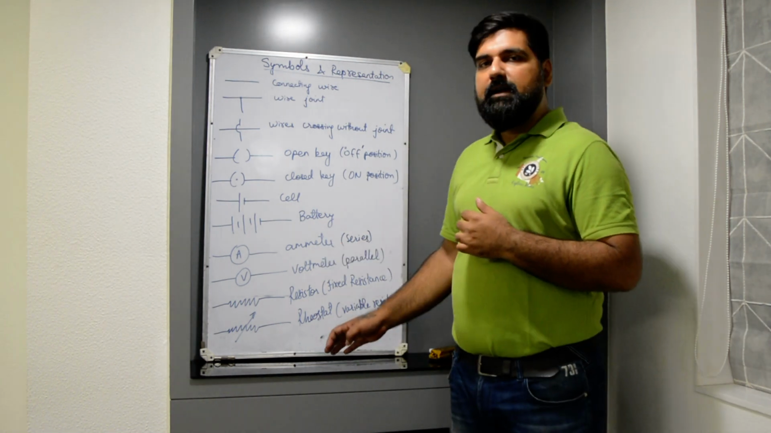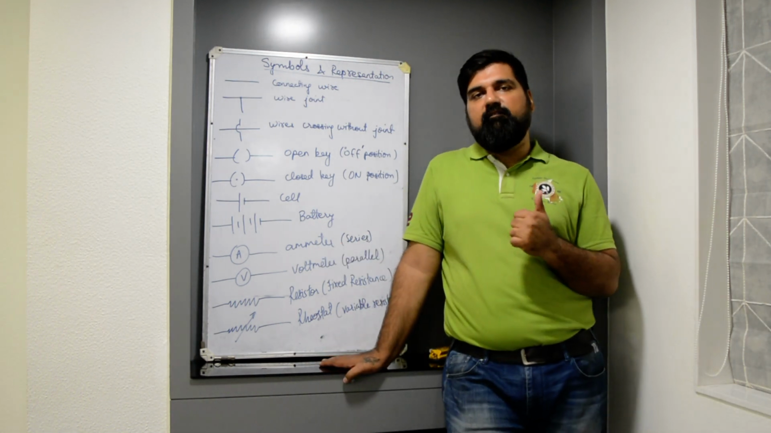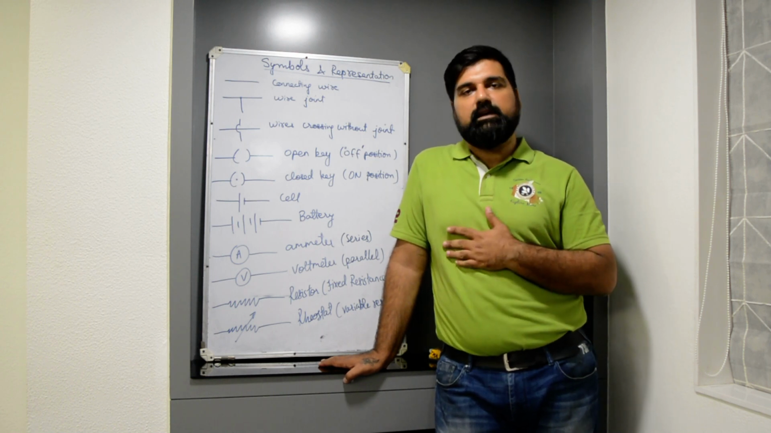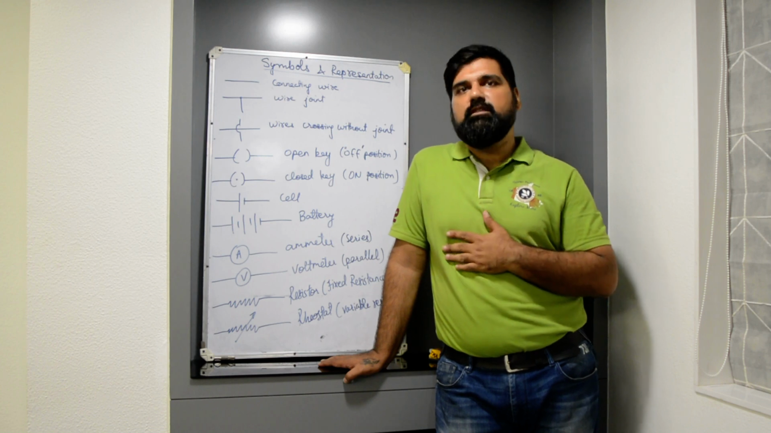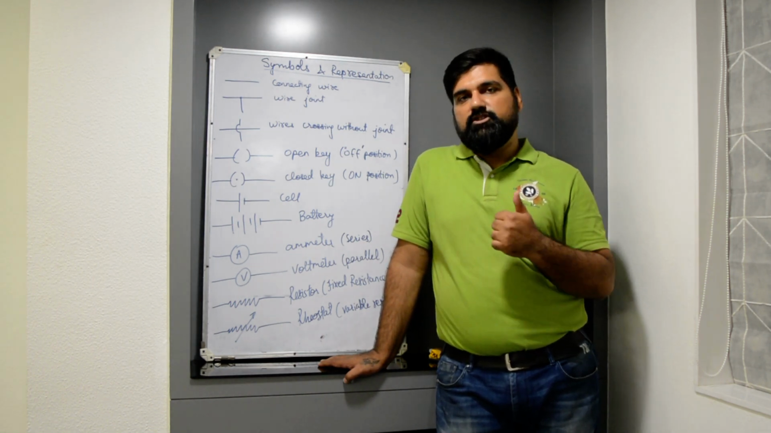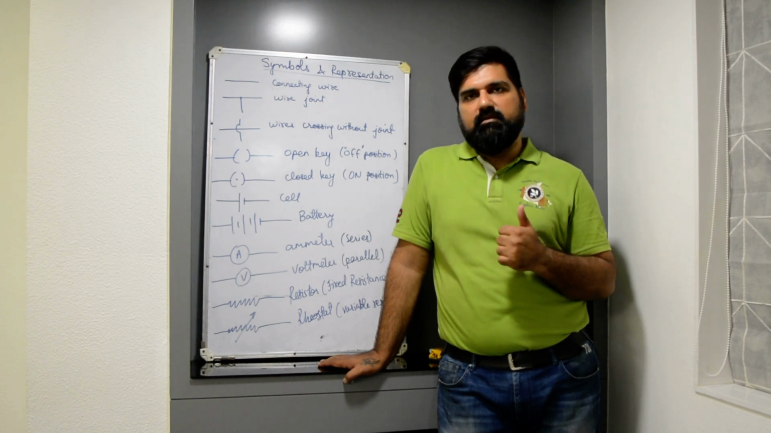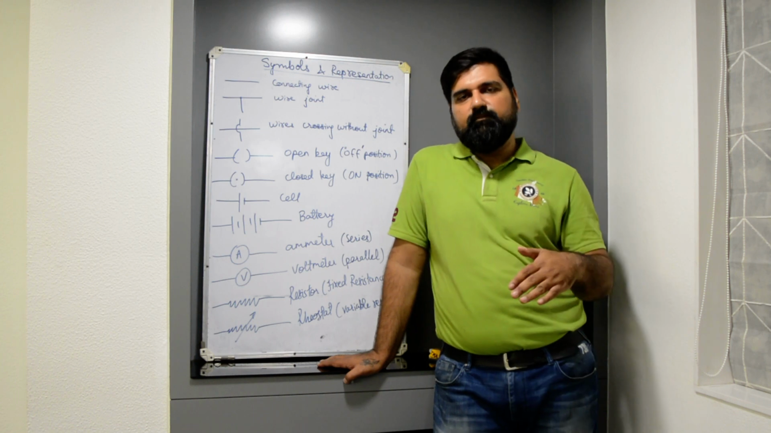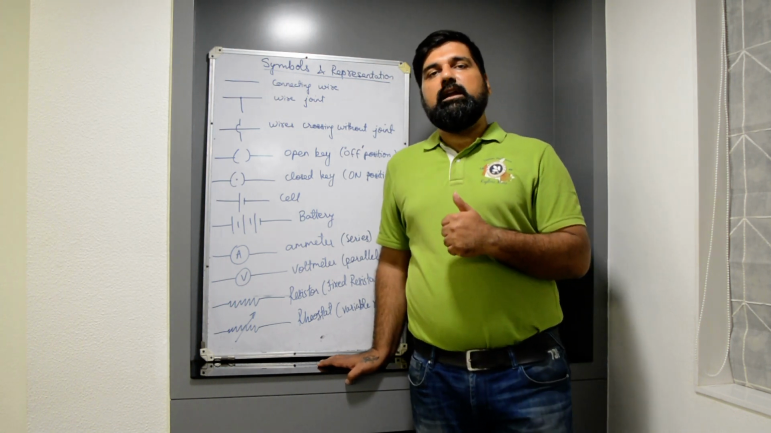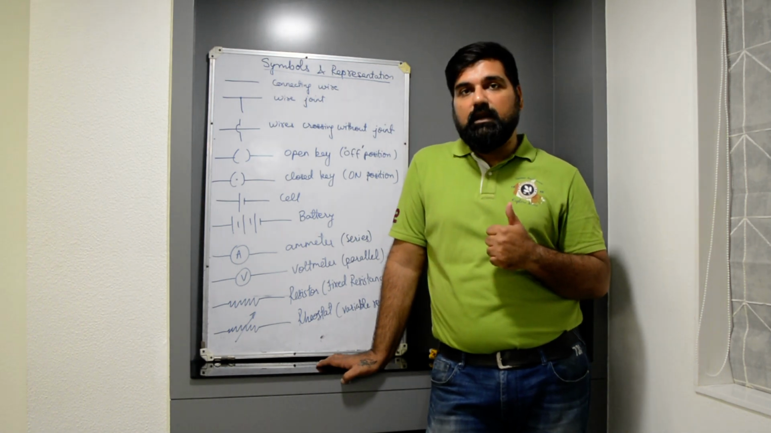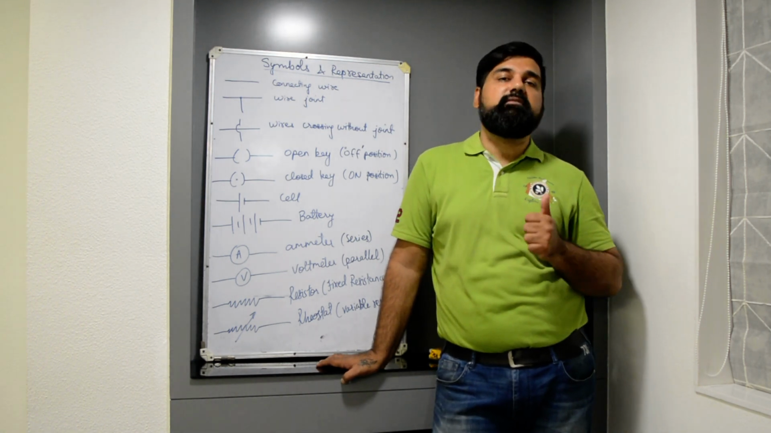Then we have ammeter. Ammeter is a device which tells us the amount of current in the circuit. It is connected in series. What is series connection? That means it is aligned with the wire. I'll show you the series and parallel connection during resistance topic. So it is connected in series in the circuit and it has very less resistance.